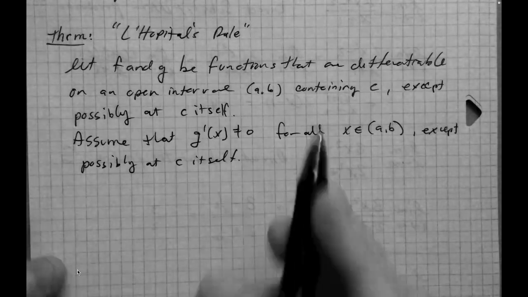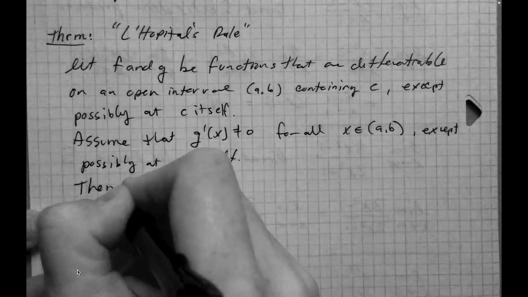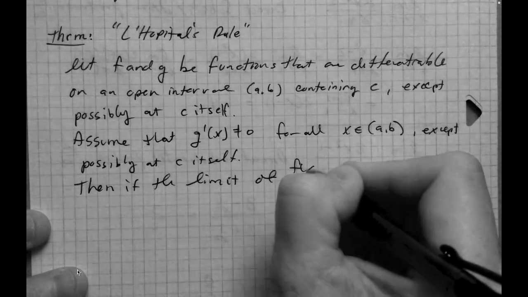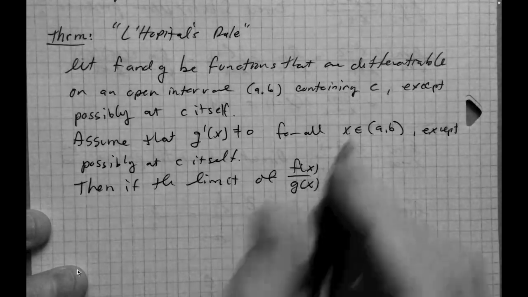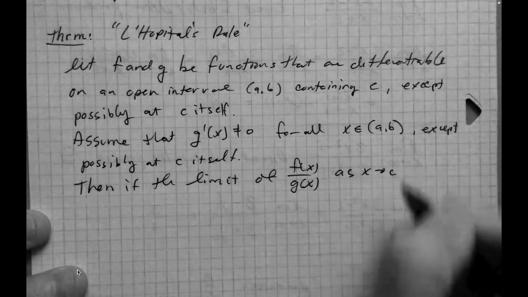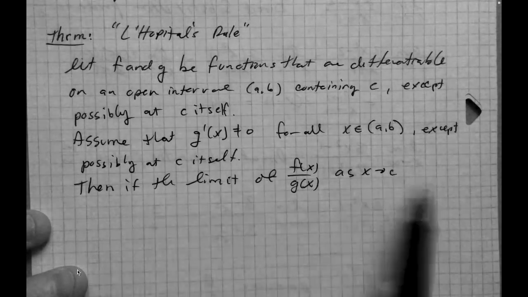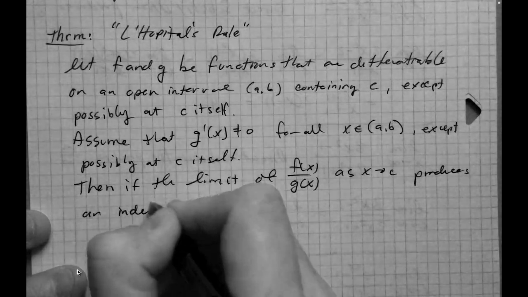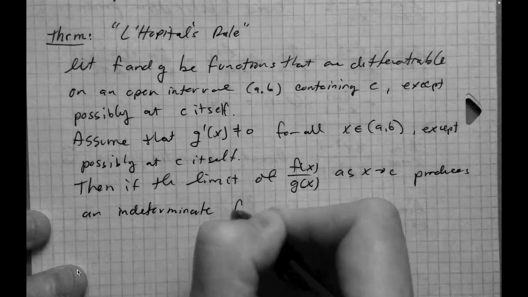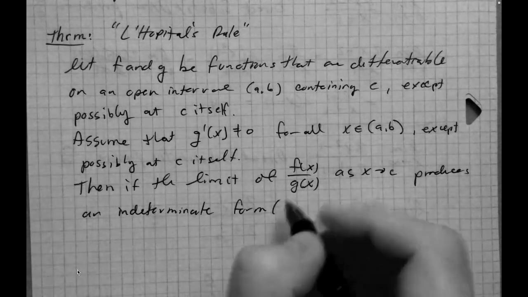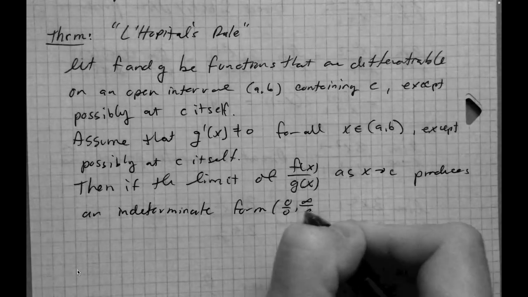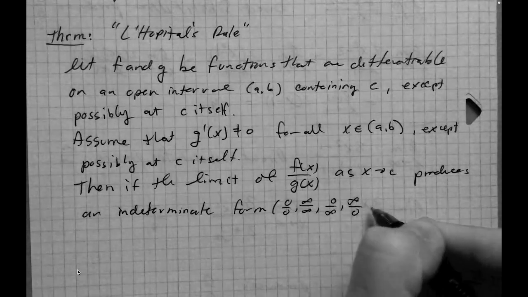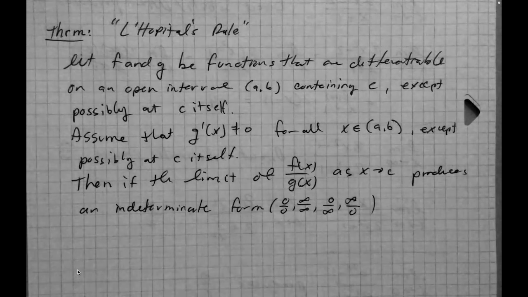So, all right, and the next thing is, if the limit of f of x over g of x as x approaches C produces an indeterminate form, right? And what do we mean by an indeterminate form? Well, we mean 0 over 0, infinity over infinity, 0 over infinity, infinity over 0. Okay, those are the 4 basic ones.